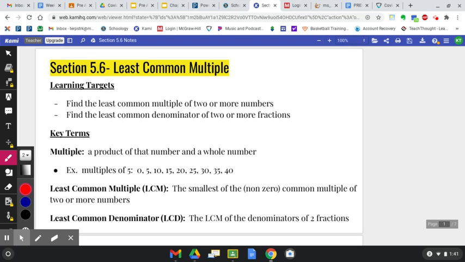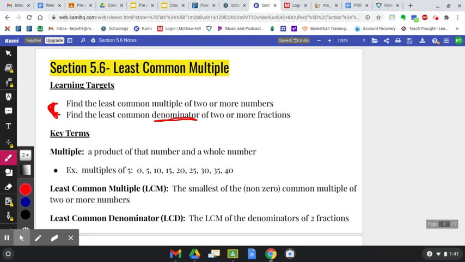All right, and our learning targets are to find the least common multiple of two or more numbers and find the least common denominator of two or more fractions, right? And these two are related, essentially the same thing. We're just finding the least common multiple of the denominator, which will help us when we add and subtract fractions.